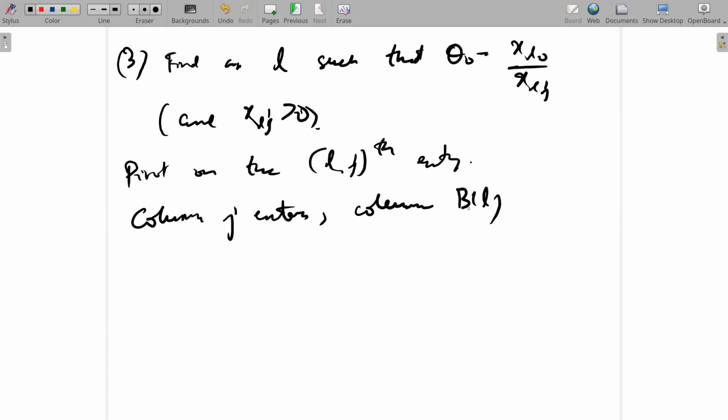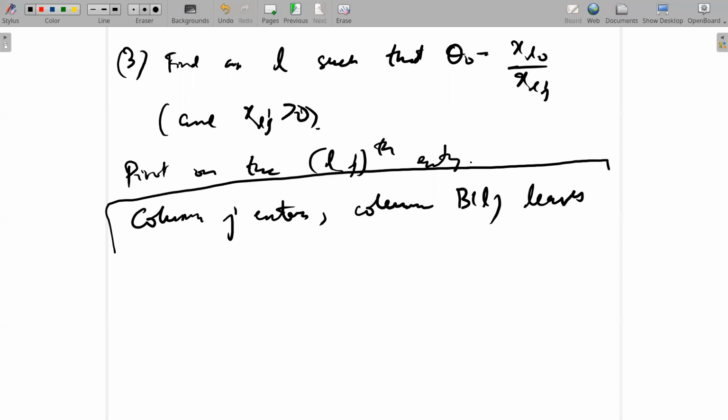So in the ordered basis, this is the lth column. I mean, things can be interspersed, but ordering matters, so I want to stress that. So column BL leaves. So again, you end up with m linearly independent columns. That is your new basic feasible solution.